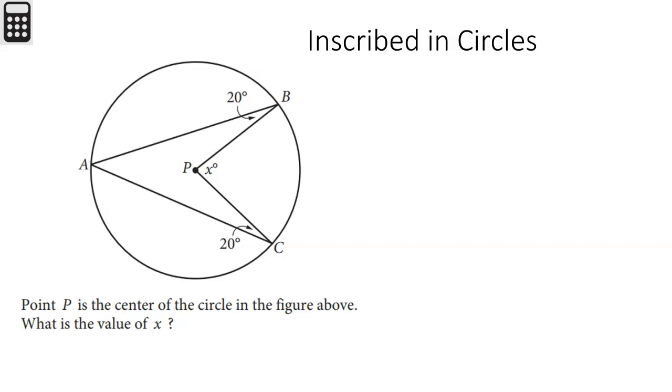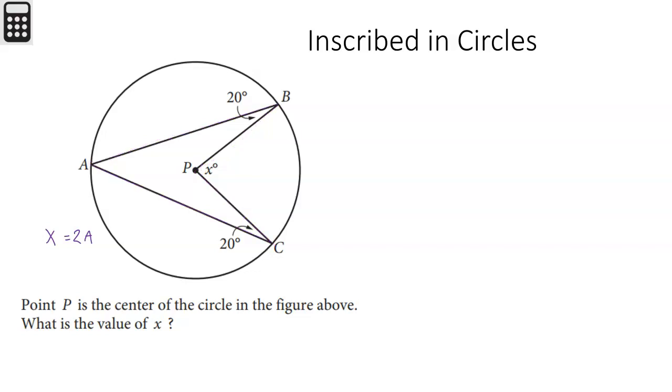The measure, 2 angles inscribed in the circle. One here, and then one at the center. Okay? The measure of this angle is 2 times the measure of this one. Okay? X will be equal to 2 times the measure of angle A. Alright? It's one of our circle theorems.